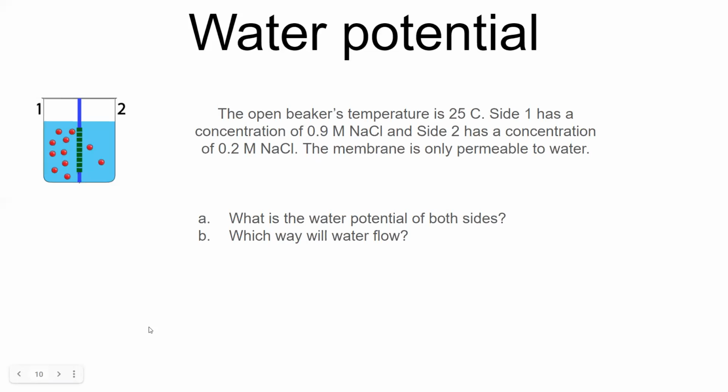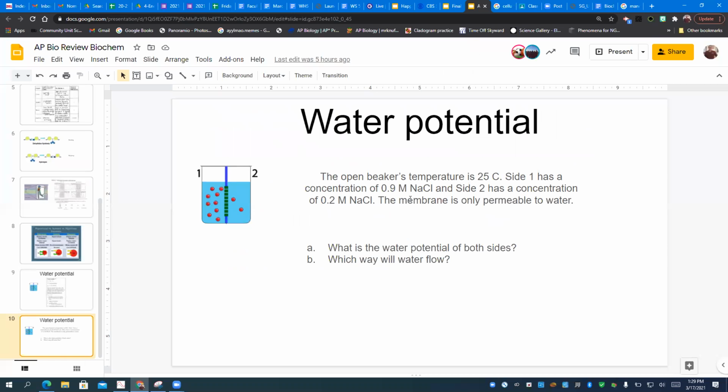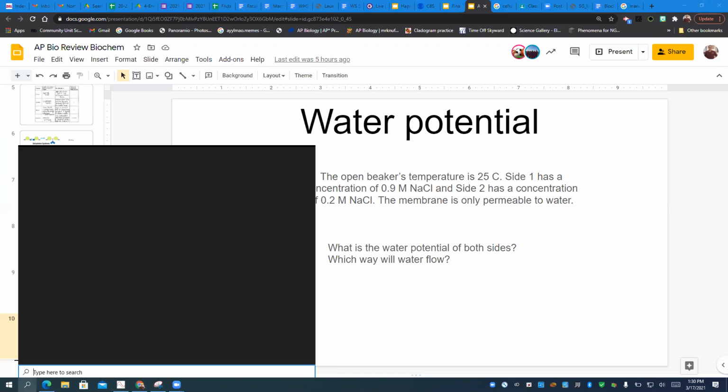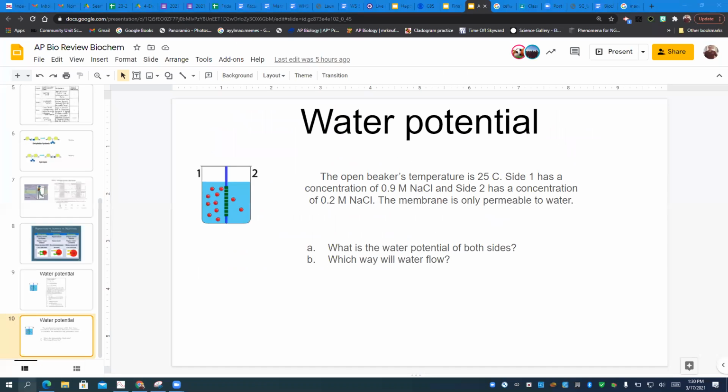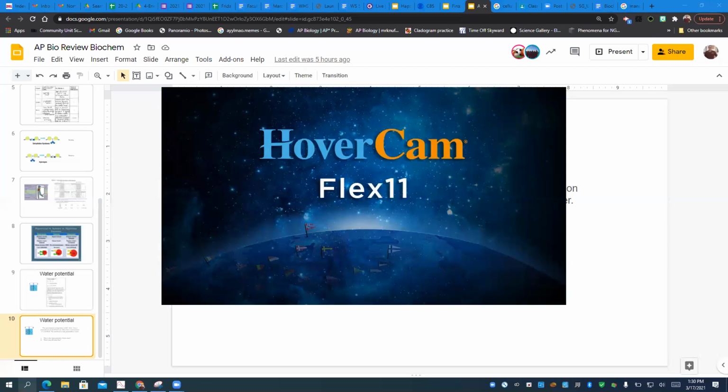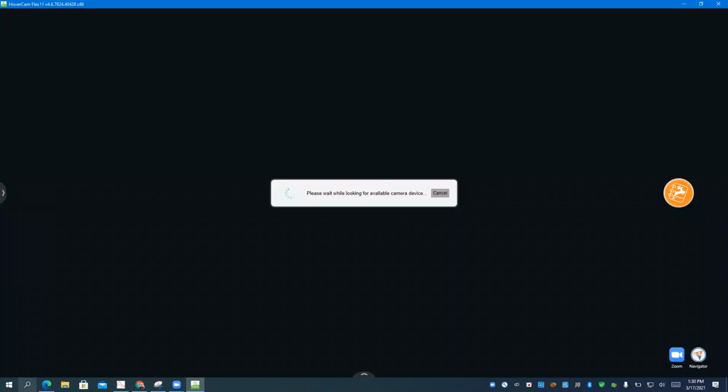The ionization constant comes from NaCl. It breaks down into 2 ions. So because of that, your i would be 2. So let me pull up my hover cam here, and I'll go through this. And again, if you need to leave, feel free to. I'm going to go through this solution. The correct answers were side 1 was negative 44.5 bars, and side 2 is negative 9.9 bars.